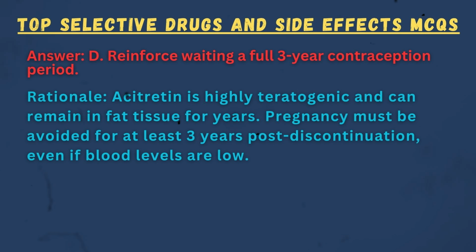Answer: D. Reinforce waiting a full 3-year contraception period. Rationale: acitretin is highly teratogenic and can remain in fat tissue for years. Pregnancy must be avoided for at least 3 years post-discontinuation, even if blood levels are low.